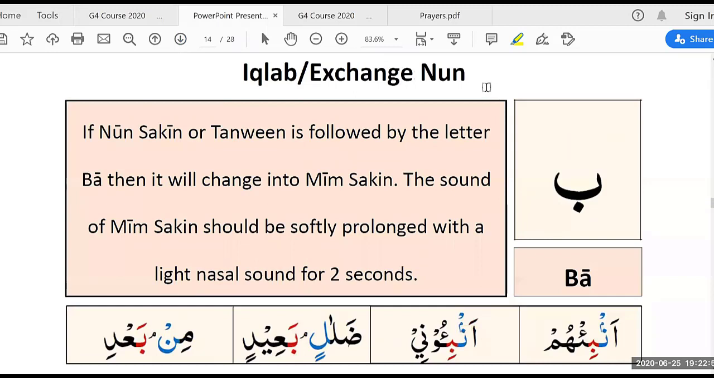Okay, so the next rule concerning Noon Sakin or Tanween is Iqlab. And the rule is, if Noon Sakin or Tanween is followed by the letter Ba, then it will change into Mim Sakin. The sound of Mim Sakin should be softly prolonged with a light nasal sound for 2 seconds. So, as you can see in this example, it is very easy to identify Iqlab because normally in Quranic text, the Noon has this miniature Mim on top.